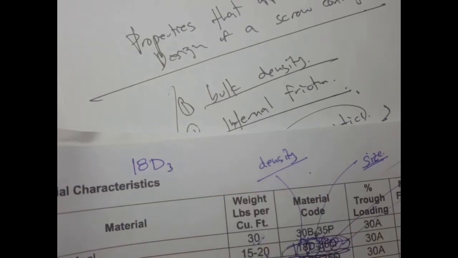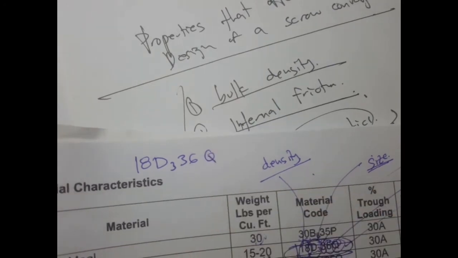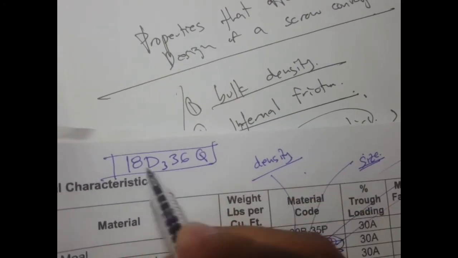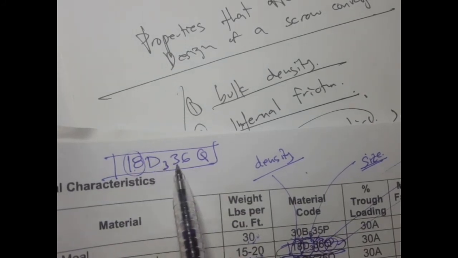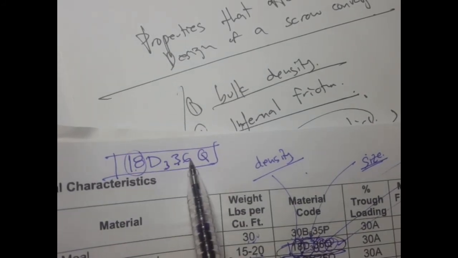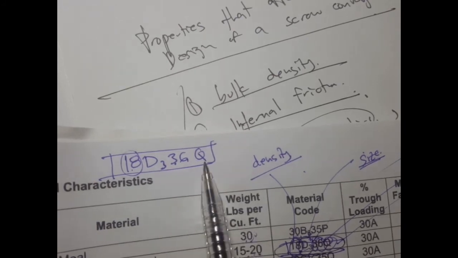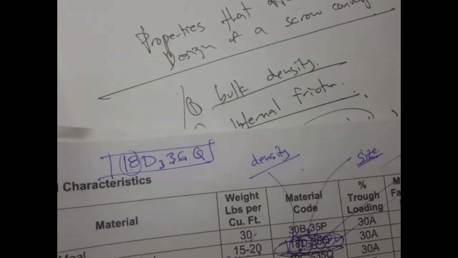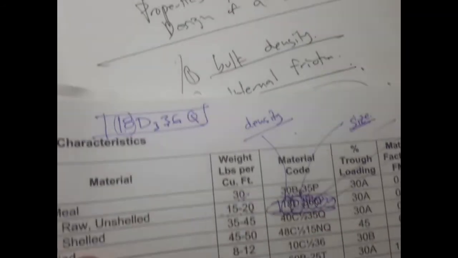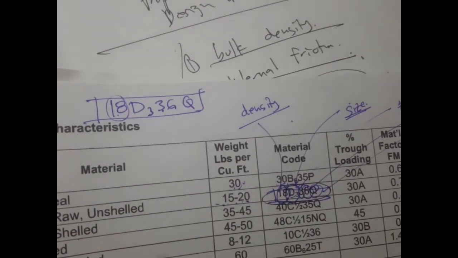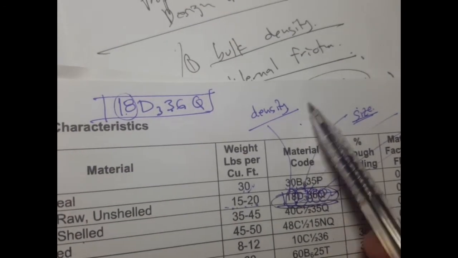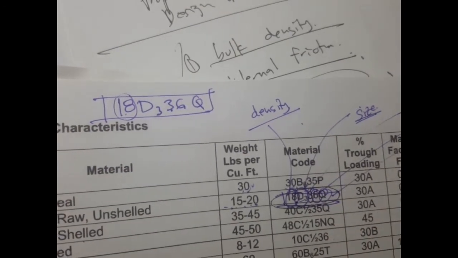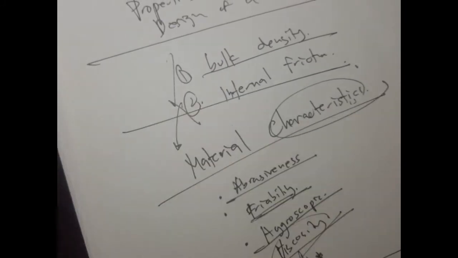So let's write it here: 18D3, that's 36Q. This one is our density. This is the size, the D3. This is the flowability. This one is the abrasiveness. And Q is the miscellaneous properties. Now you would notice that for some materials, there are no miscellaneous properties. So where can we find the information regarding the size, flowability, and abrasiveness?